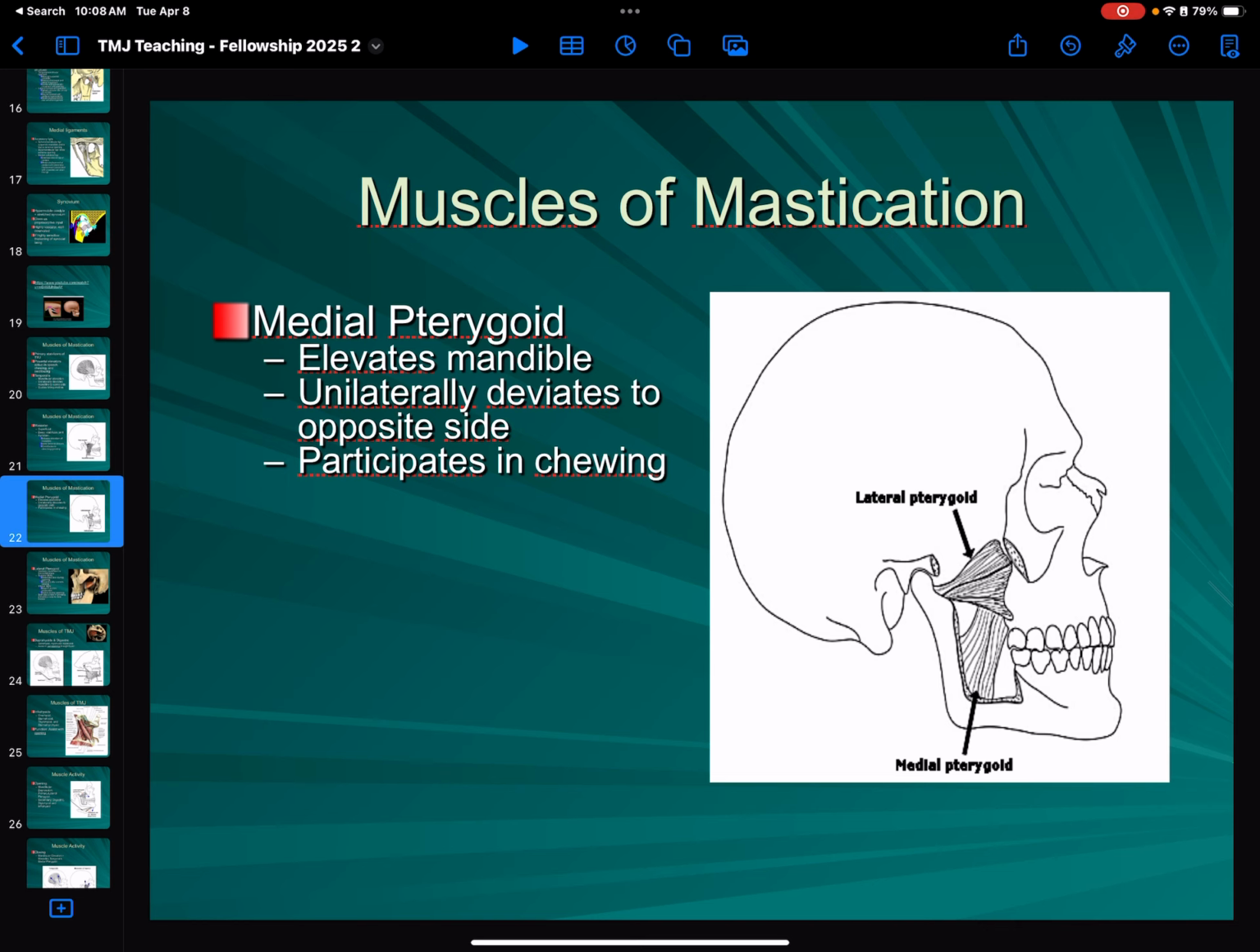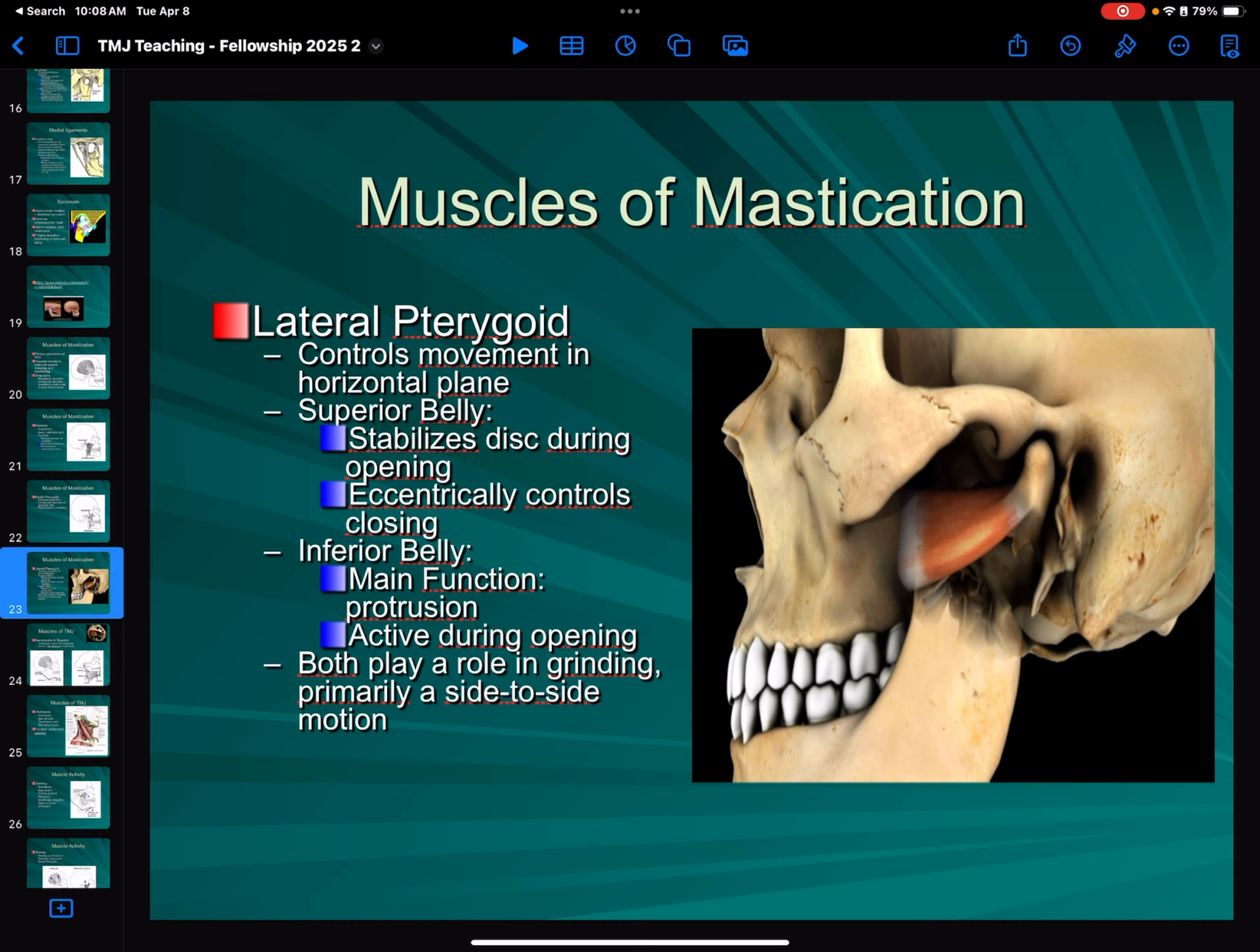And then the lateral pterygoid, the one that you guys saw earlier. This doesn't show the superior versus inferior belly as much, but it would make sense that it's going to control that horizontal plane movement. As we talked about, the superior belly stabilizes the disc, and the inferior belly is the main mover of protrusion. Does that make sense? Think about anatomy: what's the orientation of the lateral pterygoid? I know these names can be hard, so use a mnemonic, or the mandible sandwich.